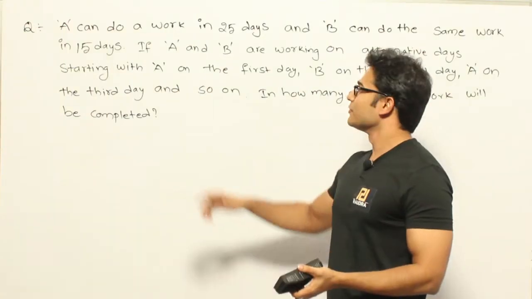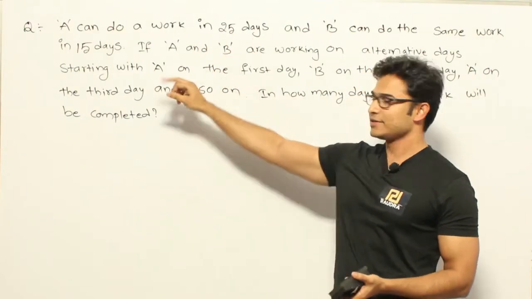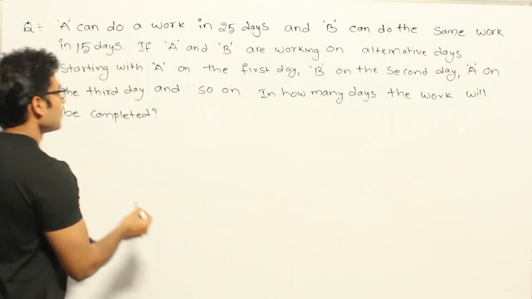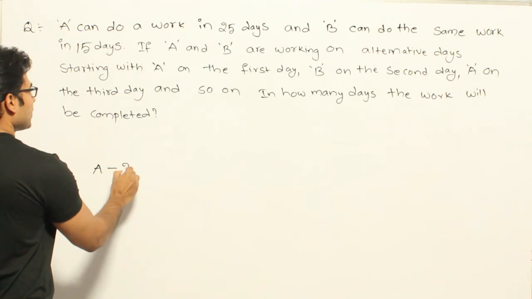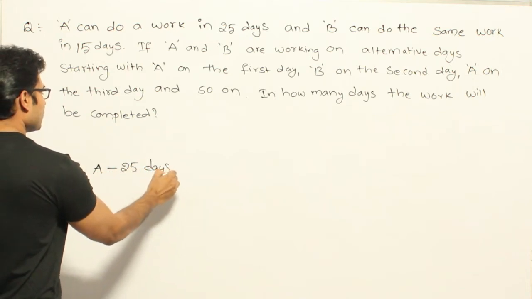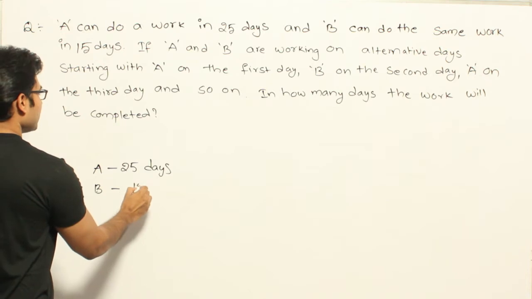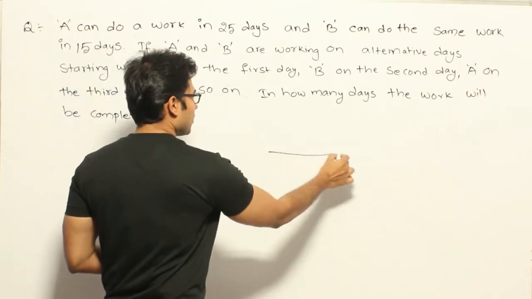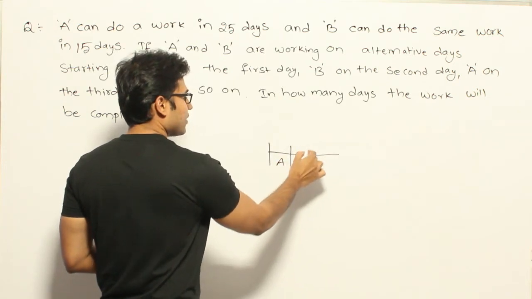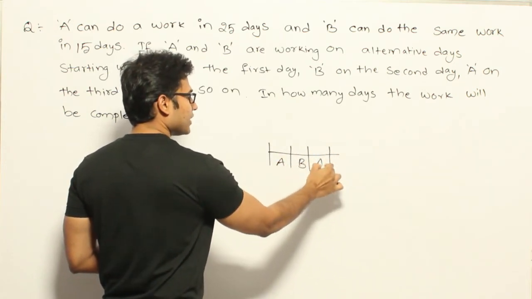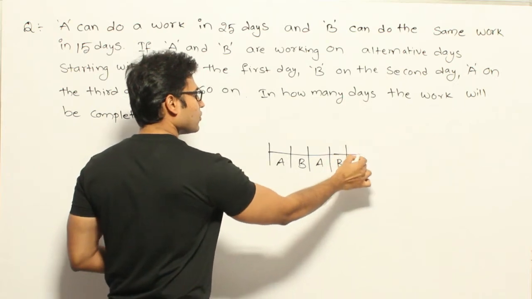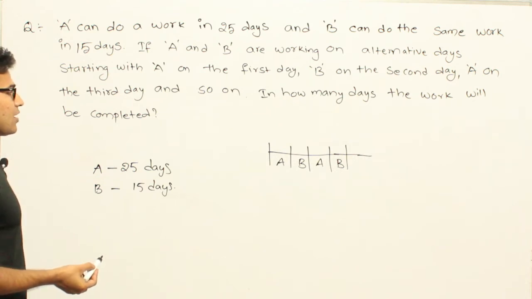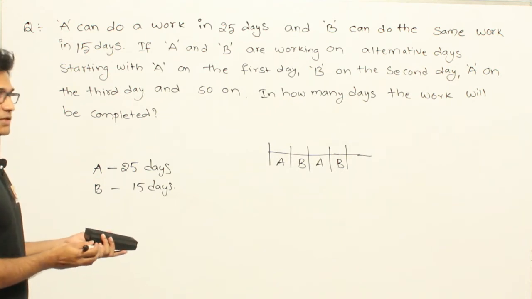Let's see the same example with different numbers. A can do the work in 25 days and B can do the same work in 15 days, and again they are working on alternate days. A works on the first day, B works on the second day, A works again on the third day and B on the fourth day. So this is the way they are working. Now the question is, how many days does it take for them to finish the work that way?